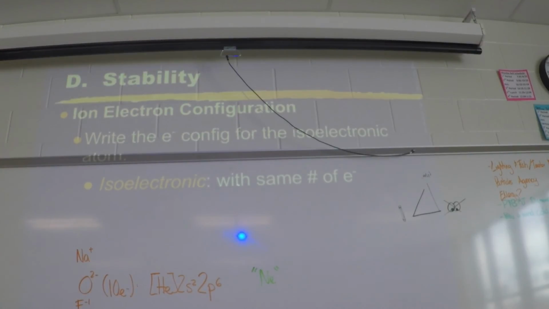Anyone else have another one? There's a few options. What do you got, Will? Magnesium. So you say magnesium, and what's magnesium going to have to do? Get rid of 2 of them. Good. So magnesium 2+, all of these are isoelectronic. Have a smiley face. So that's good.